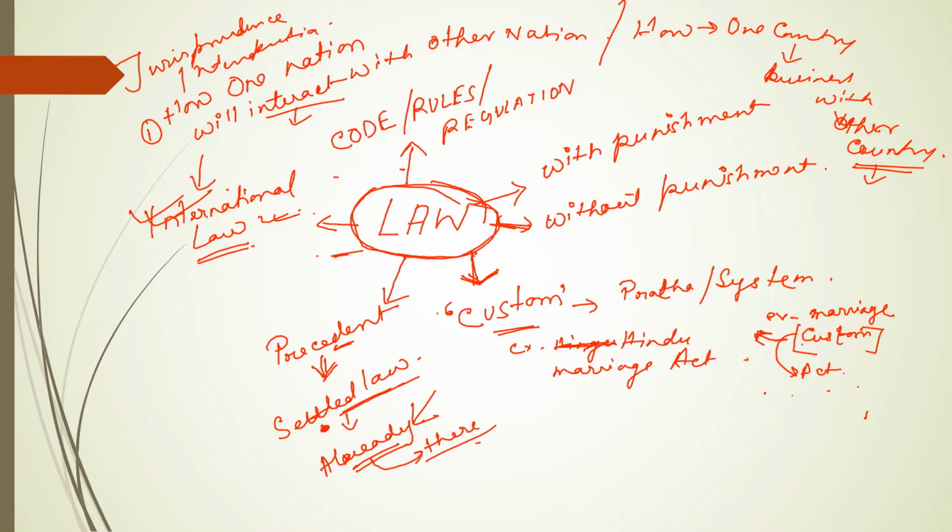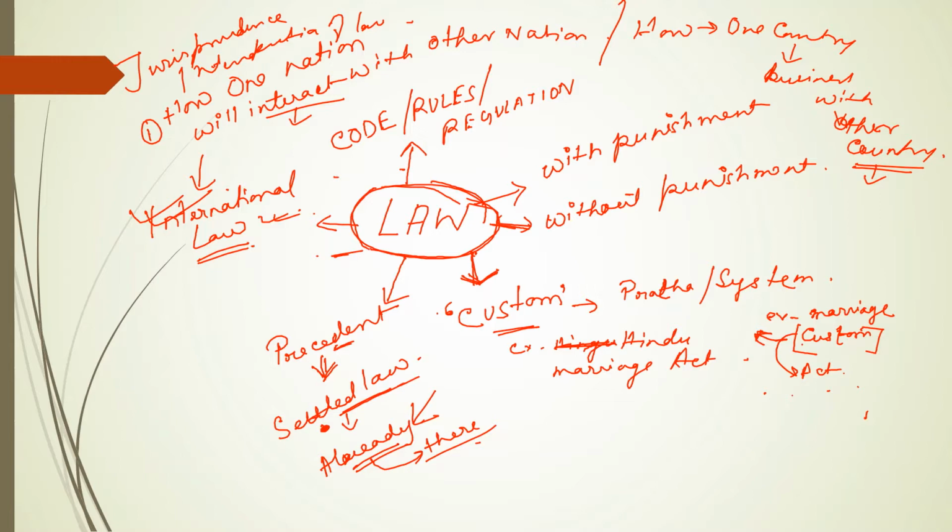Okay, so you can write this one. Law means some rules and regulations are there in law. Law is imposing rules and regulations we have to follow. Law means punishment. If you violate the law, you will be punished with some fine or imprisonment, etc. And if you don't violate, then no punishment will be there. Without punishment also, sometimes we have to follow the law or rules.